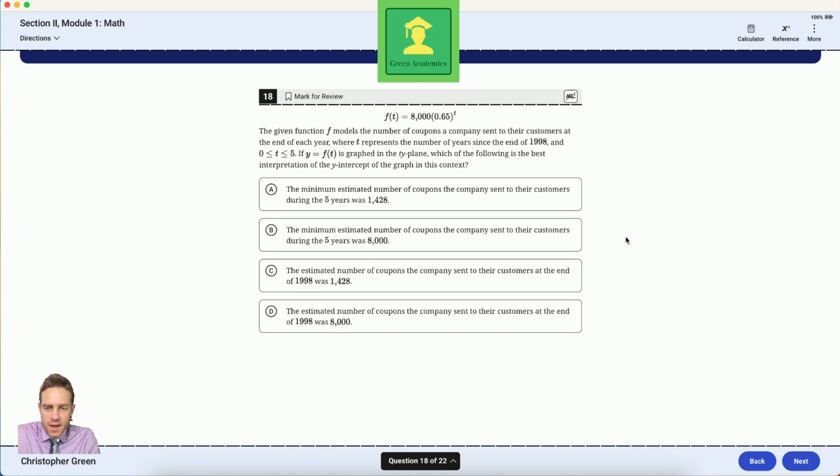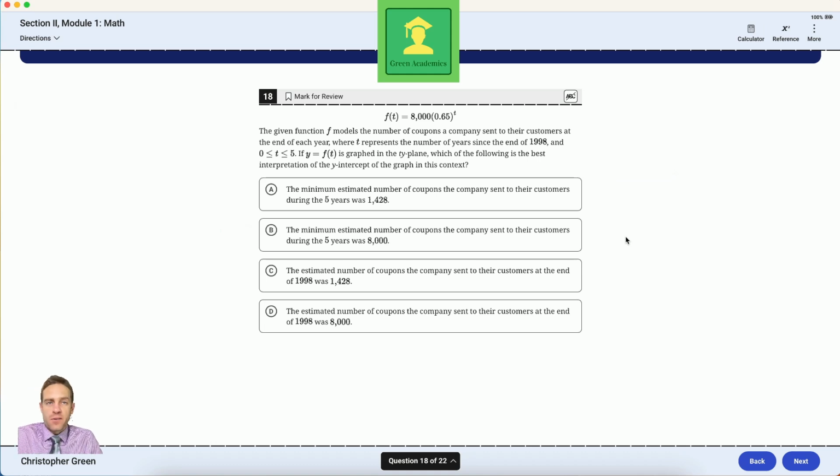F of t equals that. The given function f models the number of coupons a company sent to their customers at the end of each year, where t represents the number of years since the end of 1998, and t is between 0 and 5 inclusive. Y equals f of t is graphed in the ty plane. Which of the following is the best interpretation of the y-intercept of the graph? The y-intercept of the graph.